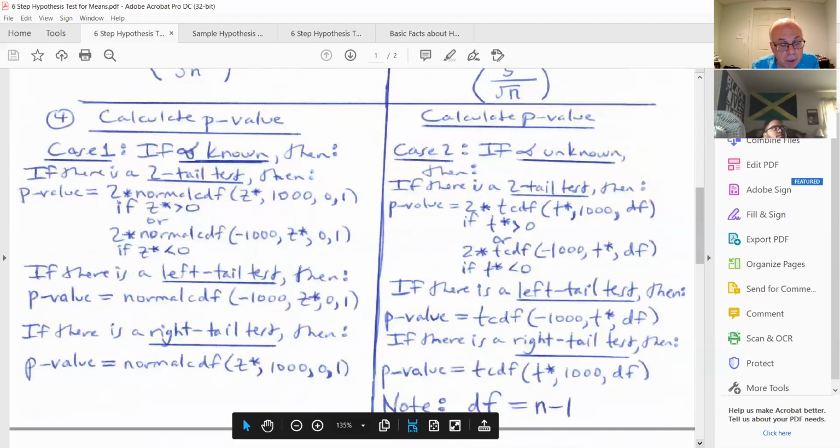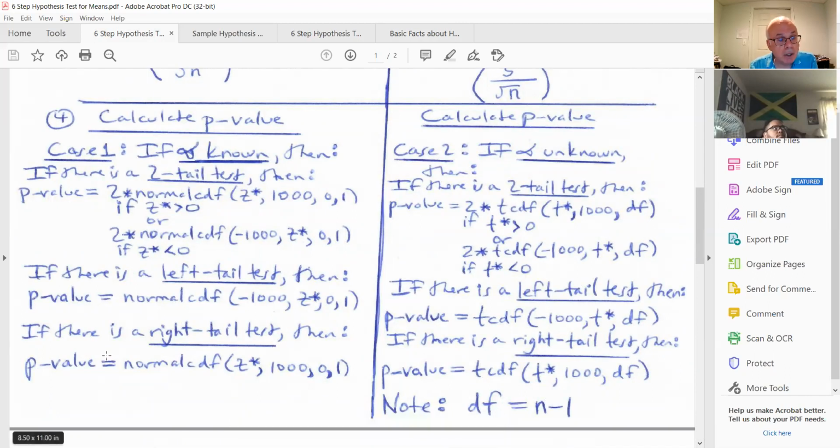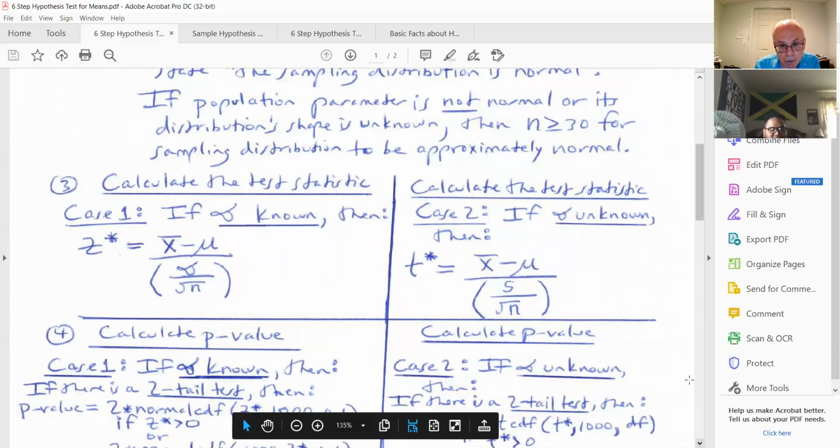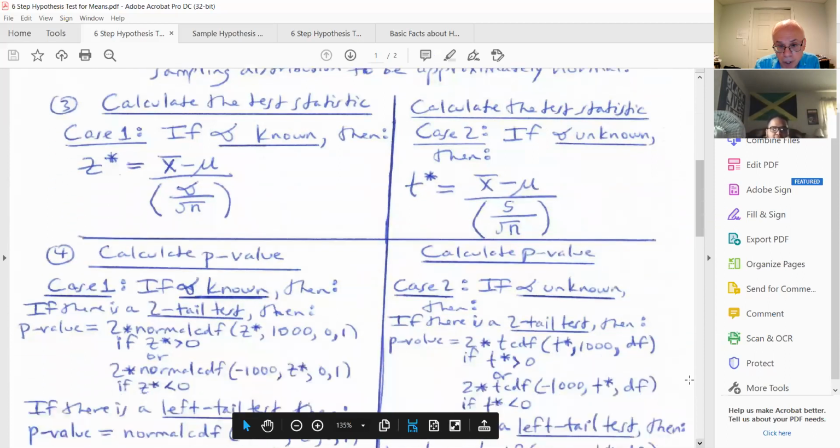Now, that's only for case 1. That's when sigma is known. So this is where a decision has to be made. You make this decision in step number 3, right? Which case do you have, case 1 or case 2? You don't even need to actually make your choice here. You've made your decision up here when you calculate your test statistic. Either you pick case 1 or case 2, depending on whether the population standard deviation is known or not.